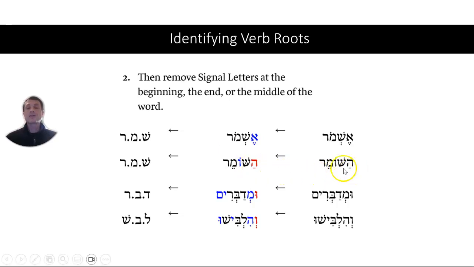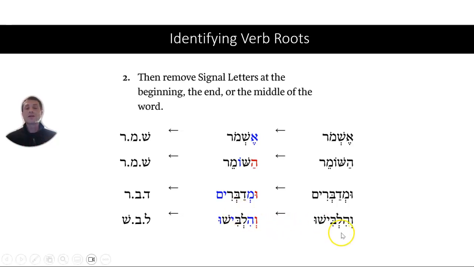Or here we have hashomer. It's a participle form with a definite article on the front. So we want to take the hey off, right? We take the hey off. And then step 2, we remove the signal letter. So this holem vav is a signal letter that's part of the participle form. And we're left with shin mem resh. Or here's another participle down here. Dabarim. We want to remove the vav conjunction, the mem signal letter, right? That's a prefix of the participle. And the yod mem at the end is the masculine plural indicator. So we want to take all those off, and we're back to dalet beit resh, which is our triconsonantal root.